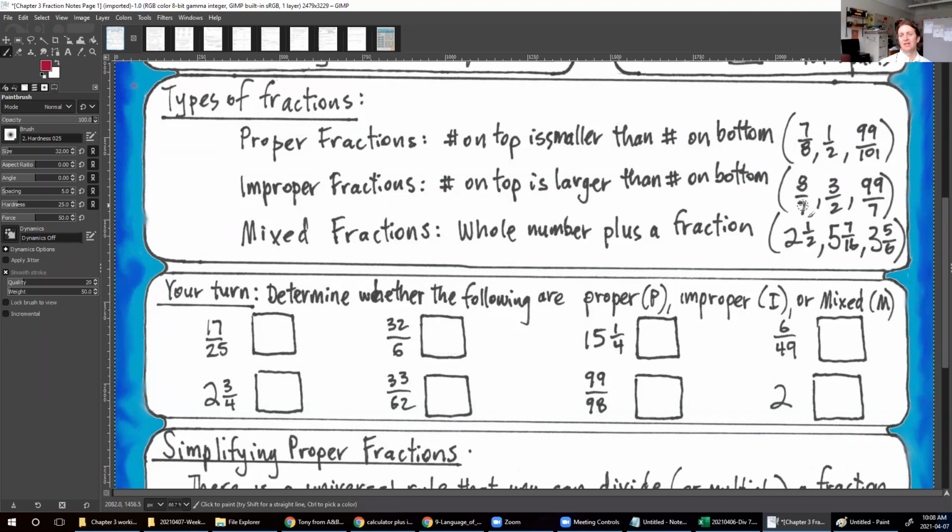You have 8 is greater than 7, or 3 is greater than 2, or you could have 1,000,000 over 5. Those would be top heavy or improper fractions.